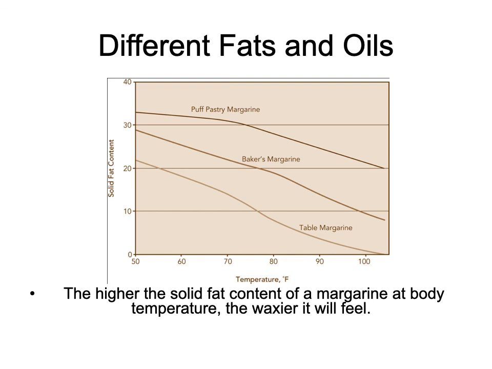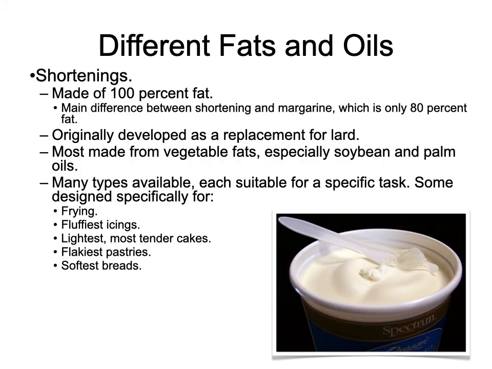Now, one of the main big differences between other types of solid fats and butter is shortening, obviously, made of 100% fat. There's only fat in it. There's no water. There's no milk solids. It's made specifically to be 100% fat. And that makes for a very good pie crust because you don't have water in there. It was originally developed as a replacement for lard, but it's very good for a lot of things.